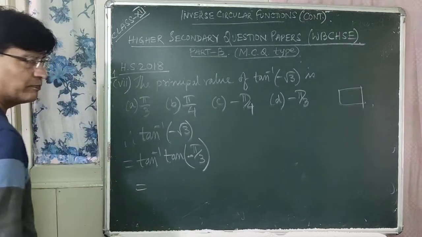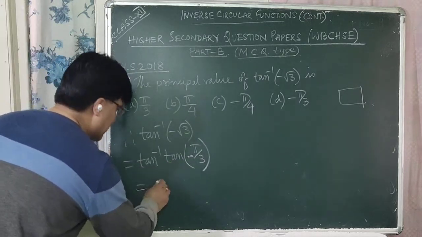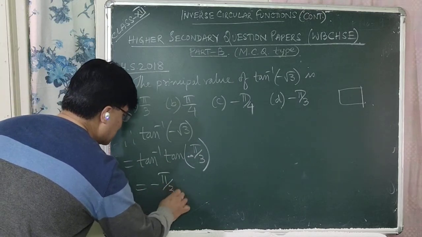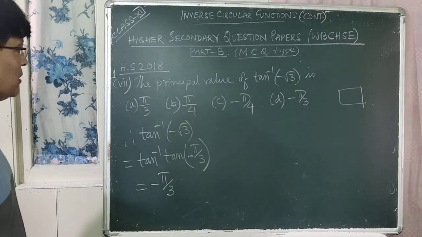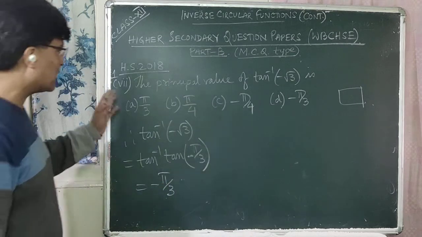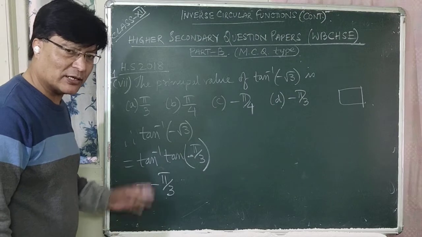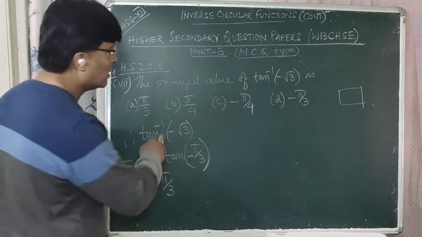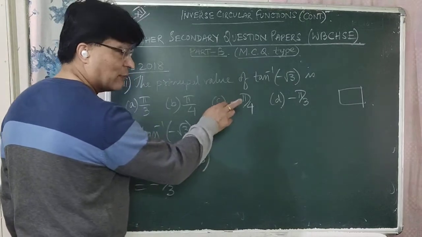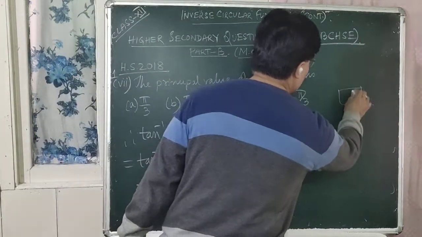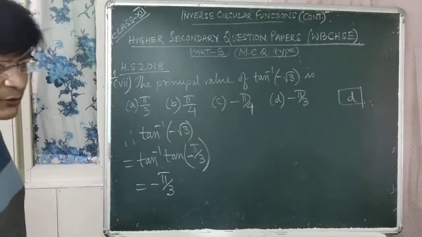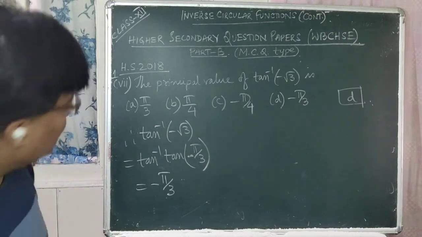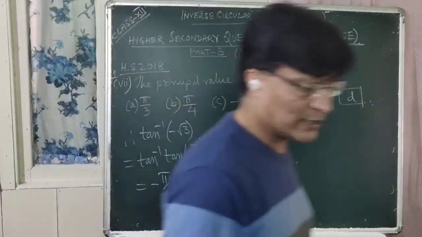So what is tan inverse tan theta? Theta, that means minus pi by 3. So minus pi by 3 is the correct answer out here. So which is the correct option now here? It is minus pi by 3, that is minus 60 degree or minus pi by 3. Which is the correct option? It is D. Understood now? So we'll do the next question again from HS 2019, right?